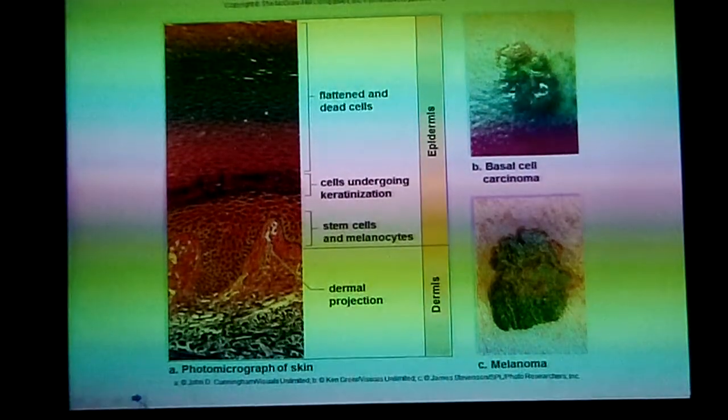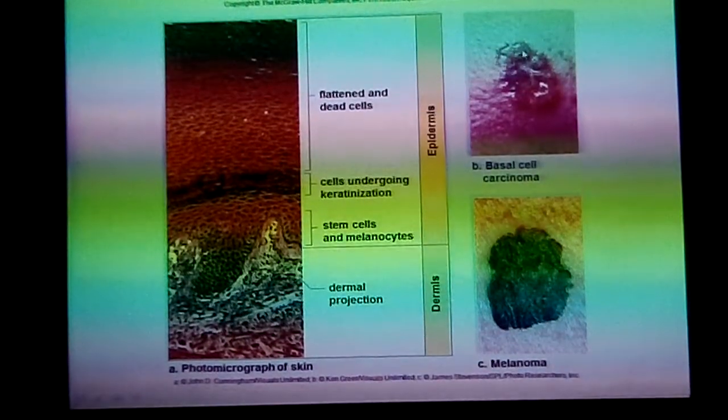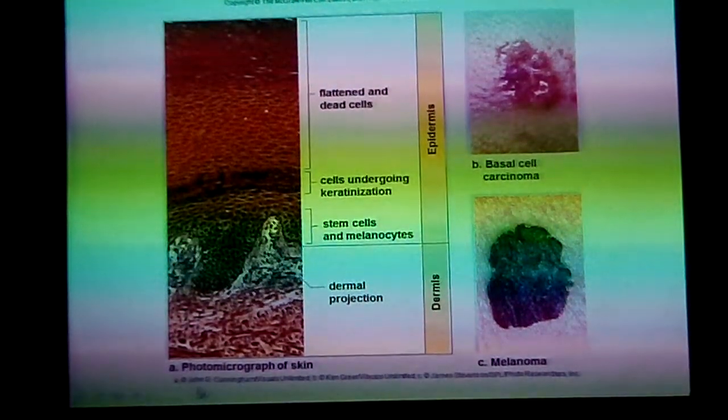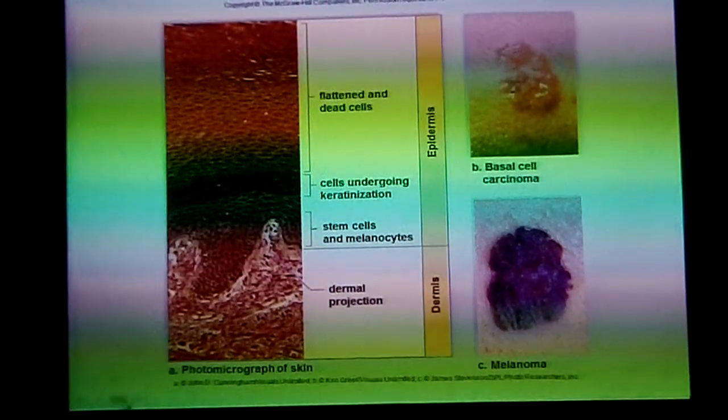Now, homeostasis, there's a cancer, there's a melanoma, I told you about that. There's a carcinoma, it's another type of skin cancer. If you ever get something that looks like that on your skin, go to the doctor quickly.